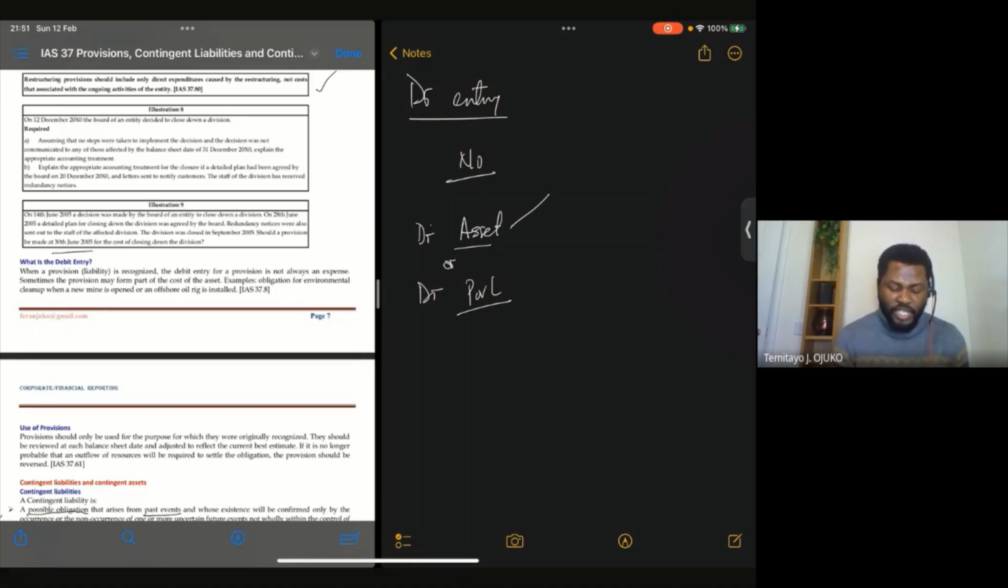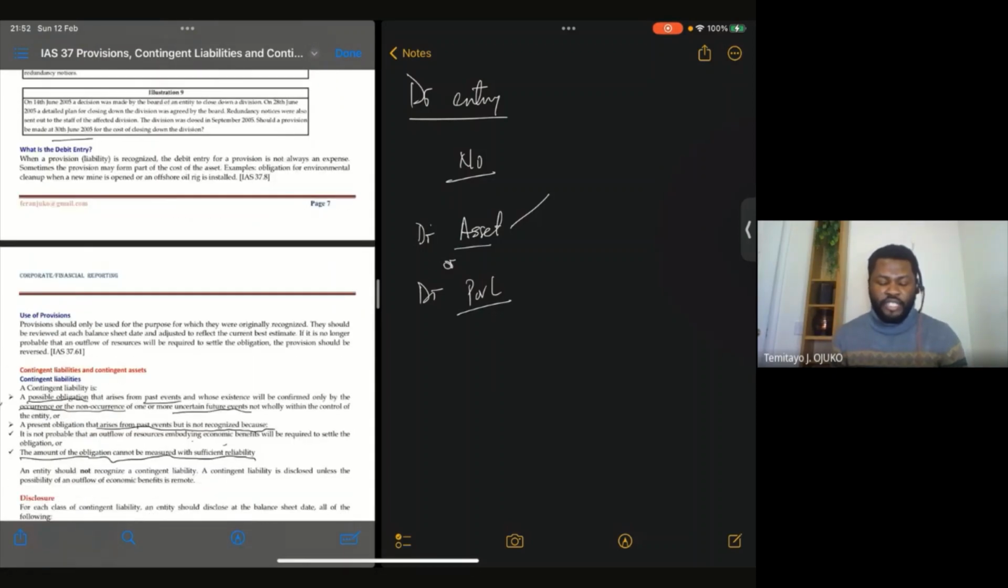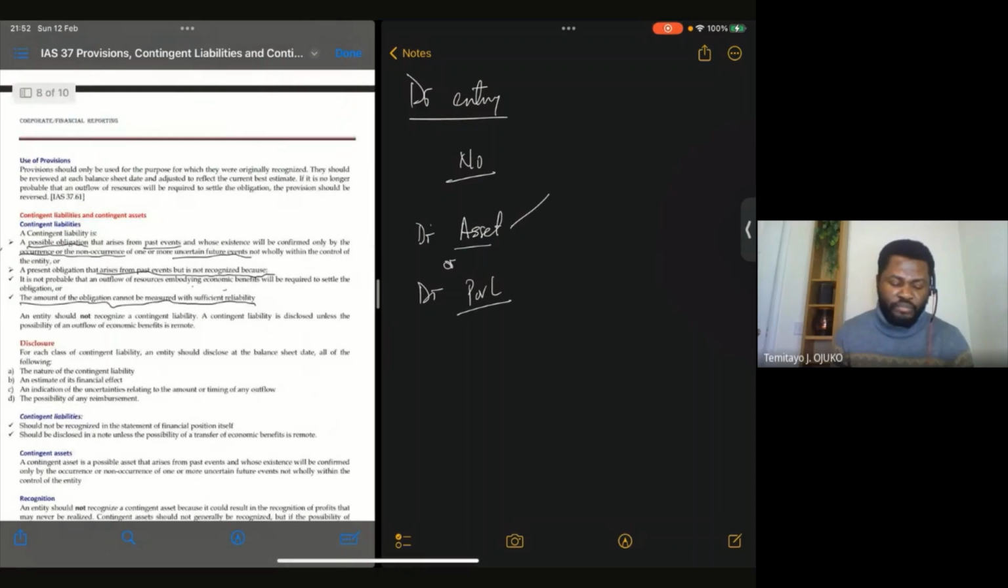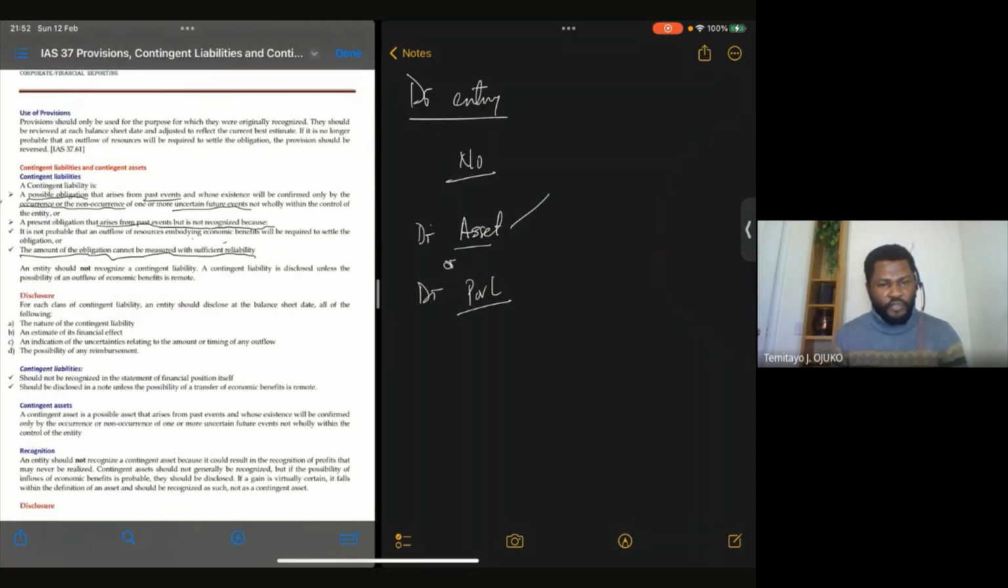Now let's see what this slide is saying. When a provision is recognized, the debit entry for the provision is not always an expense. Sometimes the provision will form part of the cost of an asset. So it means that you debit your asset, you add it to the value of the asset. Examples: obligation of environmental cleanup when a new mine is opened or an offshore oil rig is installed. So please don't forget that.